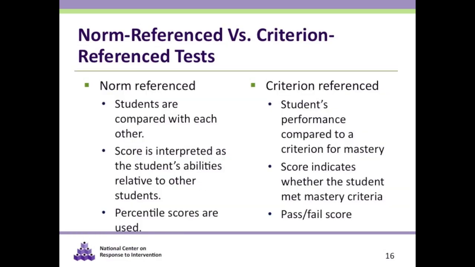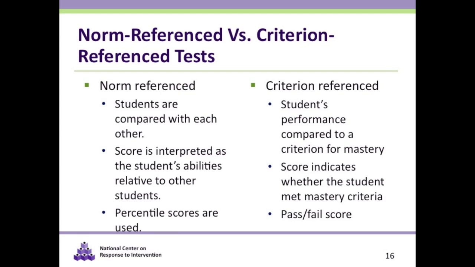Now we'll spend some time talking about the difference between norm-referenced and criterion-referenced assessments. Norm-referenced tests include tests like the ACT, SAT, and GRE. Student scores are compared with each other using percentile scores. For example, a student who scores in the 64th percentile scored better than 64 out of 100 students who took the test. He or she scored lower than approximately 36 out of 100 students who took the test.